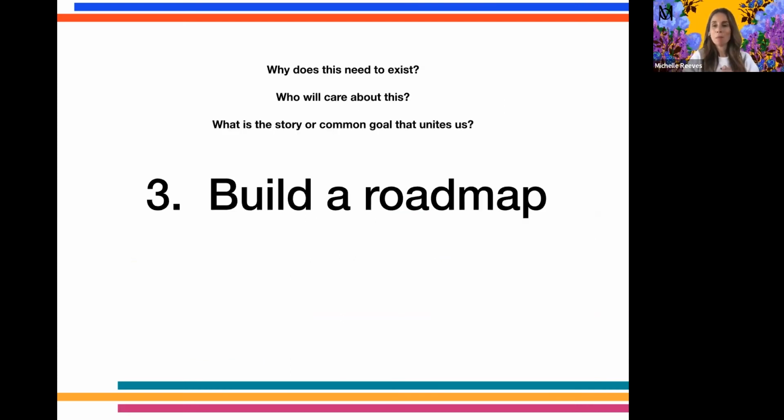All right, build a roadmap, stage 3. These are very simple questions to ask, but they're often the hardest to answer. You have an idea, you want to launch this product, you think about the NFTs that can go with it. But let's go back to the very beginning. Why does this need to exist? Why does your idea matter? And really think about how you can crystallize that answer in its simplest form.